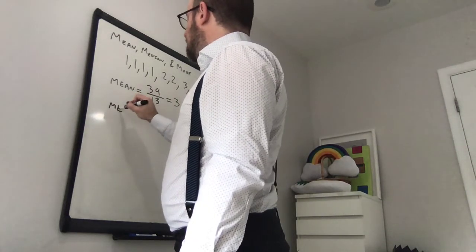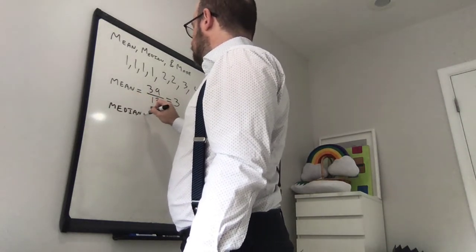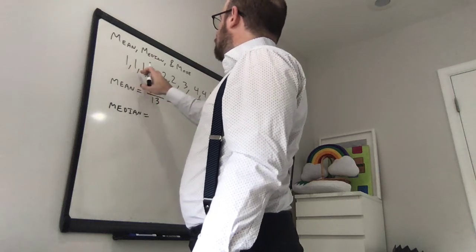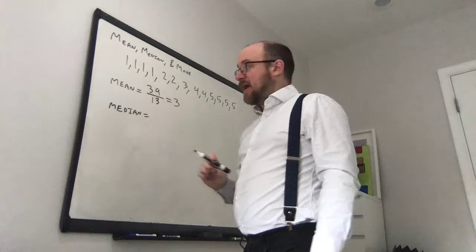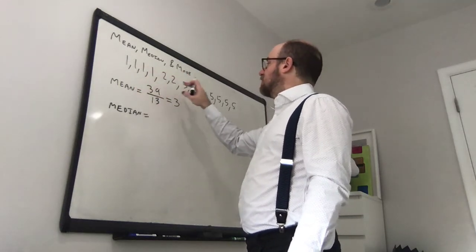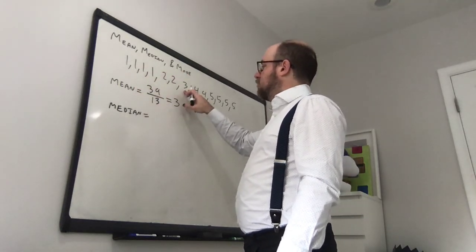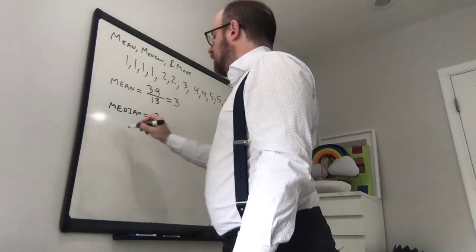Our median is 1, 2, 3, 4, 5. Since we've got 13, it's going to be the seventh value. 1, 2, 3, 4, 5, 6, 7. That's 3. 3 is right in the middle here.